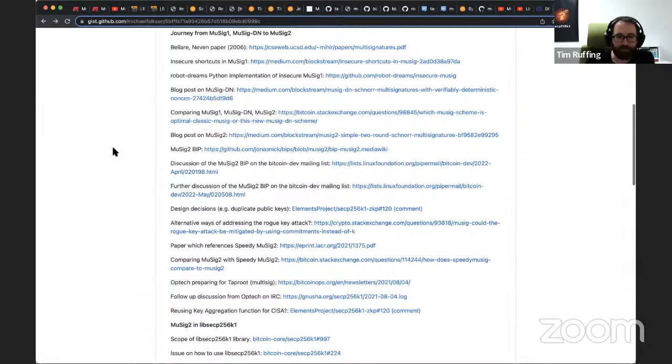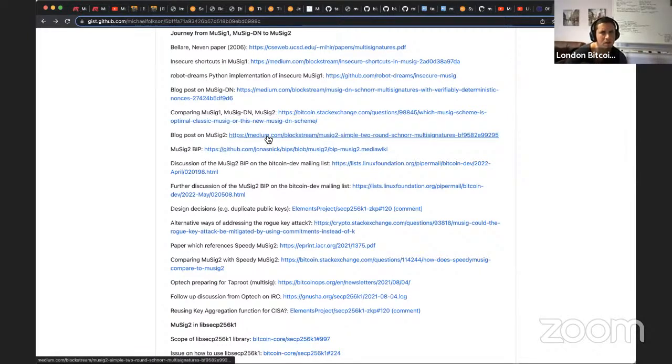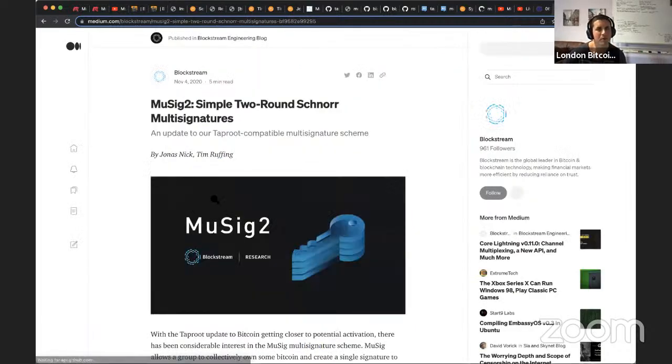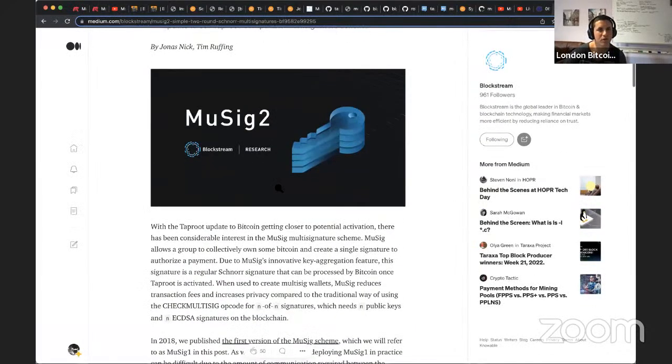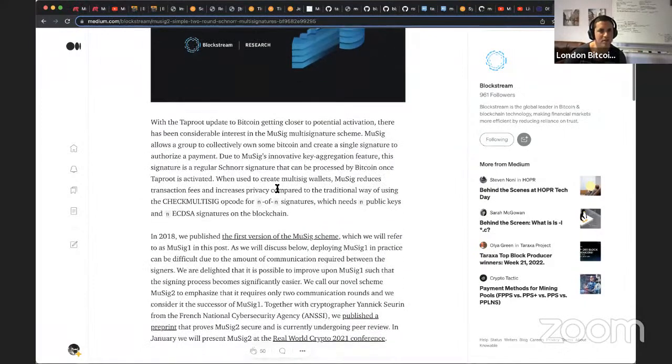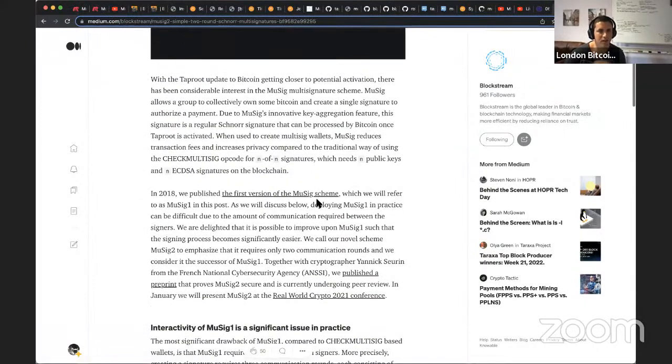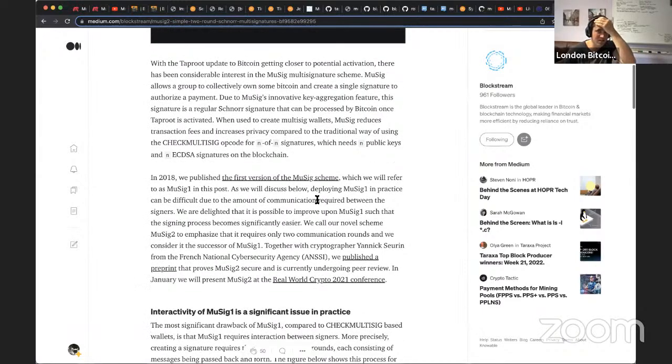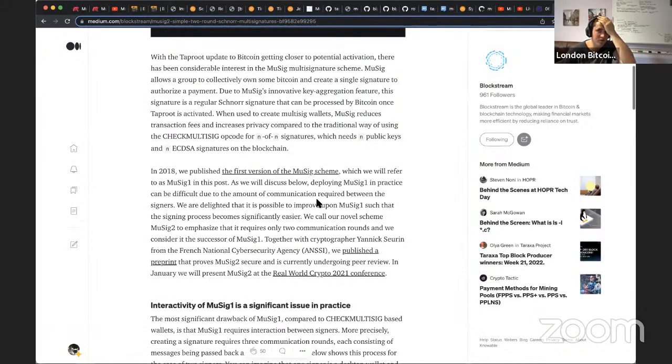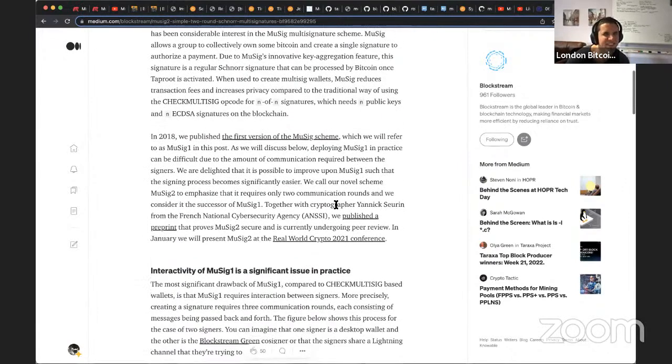Okay. So then MuSig2. This is getting back to 2 rounds, right? This is exchanging nonce commitments in advance to remove the 3rd round of communication, right?